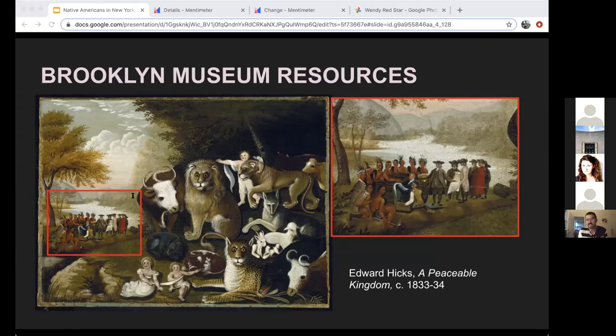You can see the detail in the background, William Penn entering into a treaty with the Lenape. So that combined with the scene in the foreground is supposed to evoke this narrative of peaceful coexistence and diplomacy, even though we know that is ahistorical. It erases a lot of the history of how the Lenape were treated by settlers.